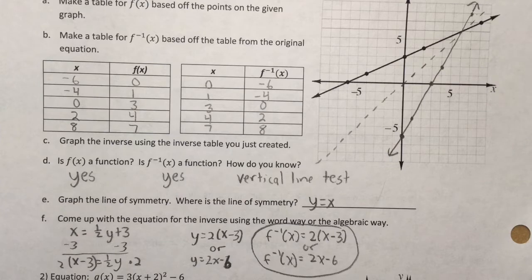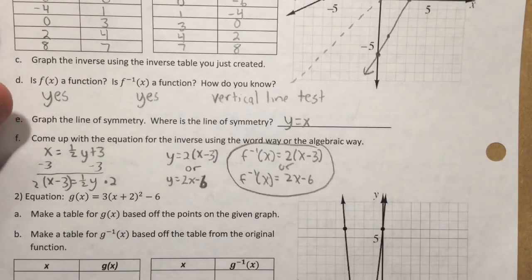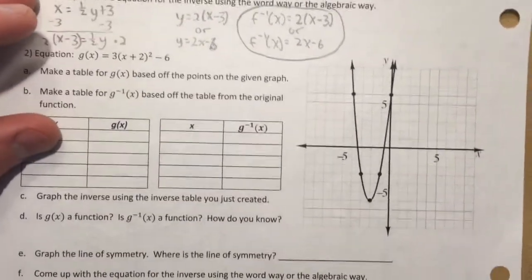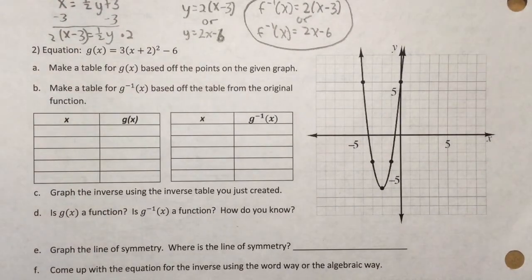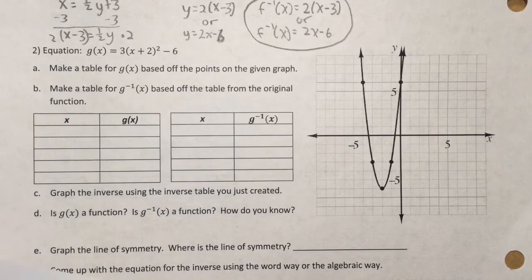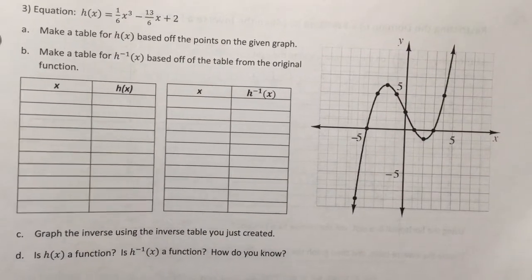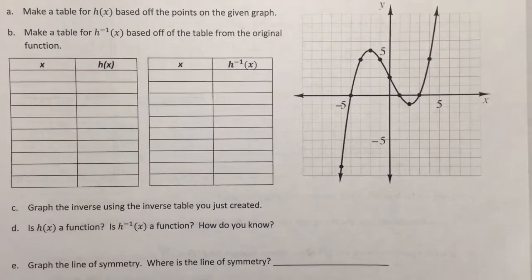So I would like you to take some time and do numbers 2 and 3. 2 is on this page, 3 is on the next page. For number 2, you are also asked to get the equation. And for 3, you are not asked to get the equation. So just do the points and the graphs. Take a second and go ahead and do that.